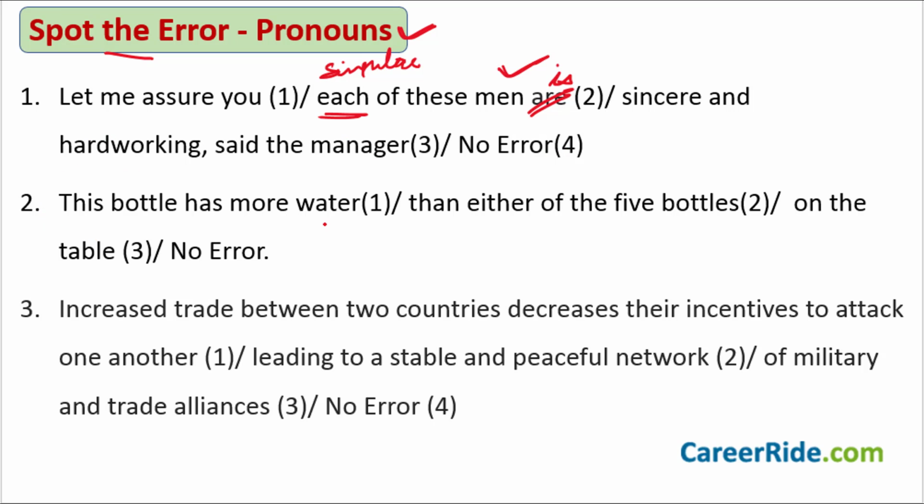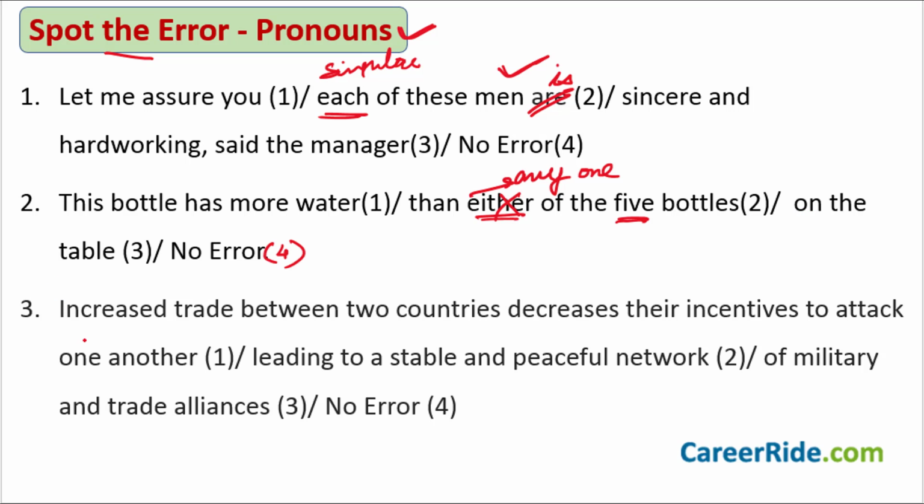This bottle has more water than either of the 5 bottles on the table. And the fourth part is no error. Now see, this is a very common type of mistake that they will give you in the exam. This bottle has more water, no mistake here, than either. This word either, it is used for two things when you have got two things, but we have got 5 bottles here. So it should be any one of the 5 bottles. We have seen all of this in the concepts, right? The video on concepts that we did, we have seen all of these things.